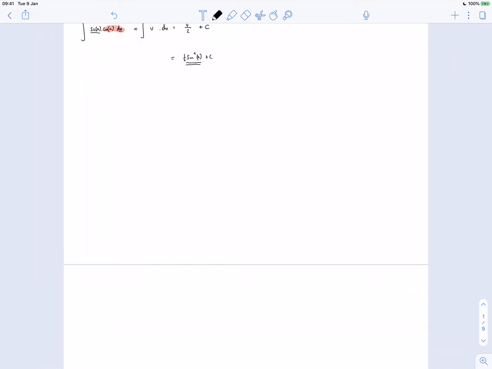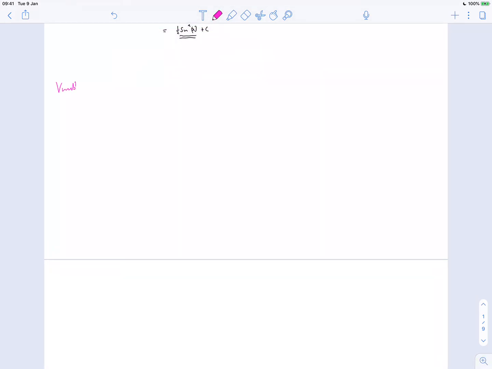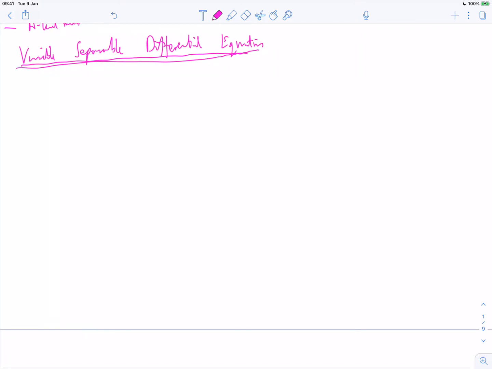Cool. Let's have a look at variable separable differential equations. Okay, this is in A-level maths. It's probably one of the easiest forms of differential equations you're ever going to find, and it's really simple. We'll have something like dy by dx equaling, I don't know, some function of x times a different function of y. Okay, and there's no real beef here.